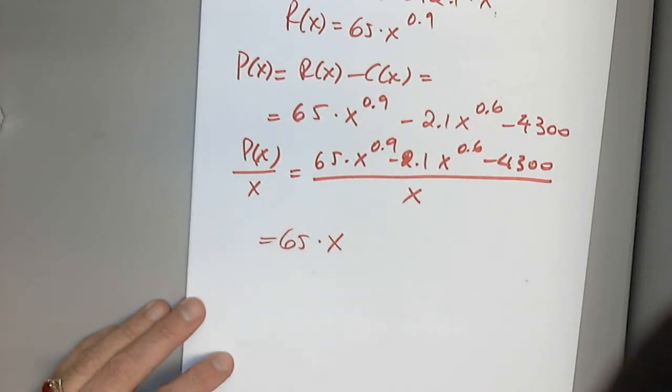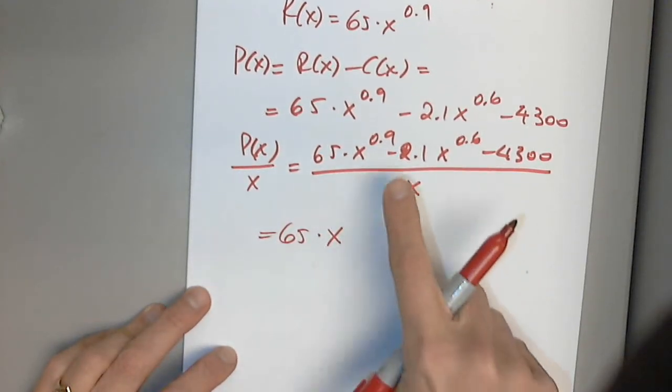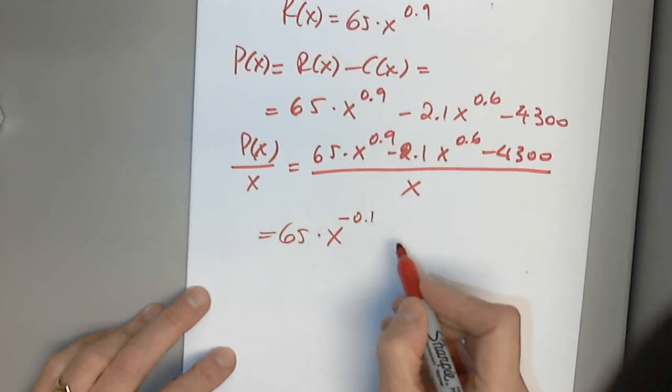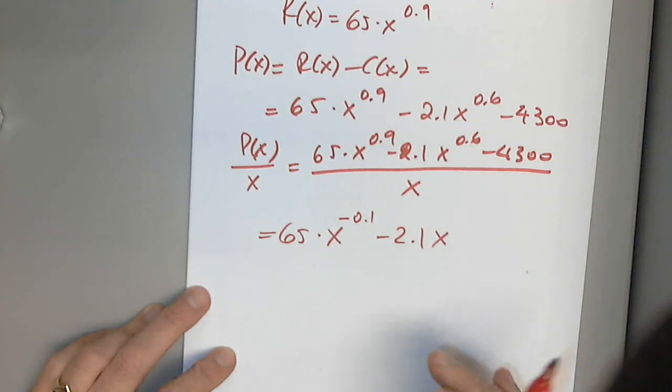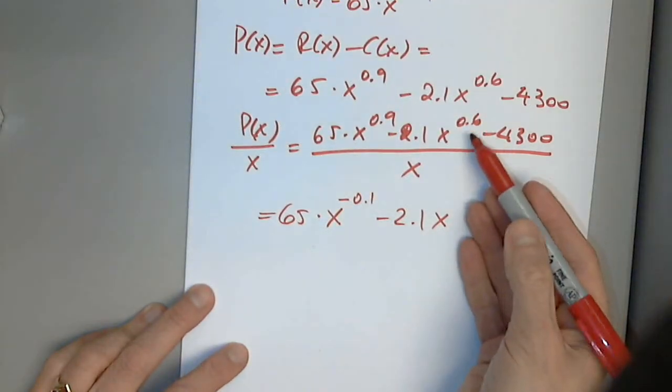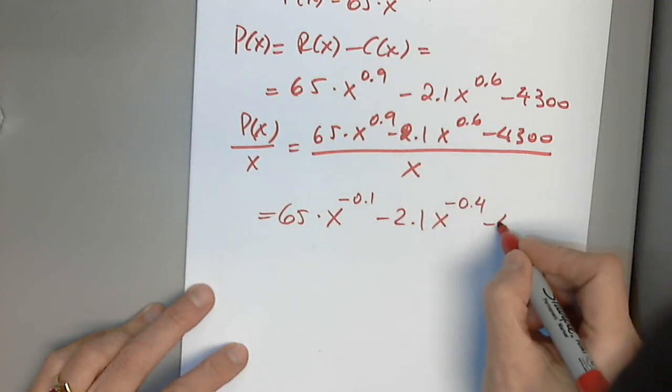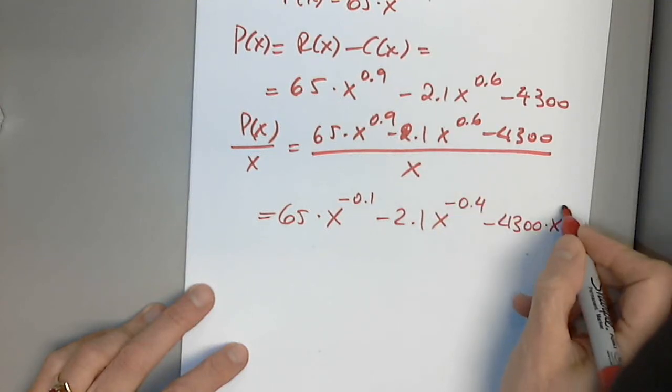65 times x to which power? 0.9, that is 2.9 minus 1. Negative 0.1... minus 2.1 times x to which power? 0.6, that is 2.6 subtract 1, minus 0.4, minus 4,300 times x to negative 1.